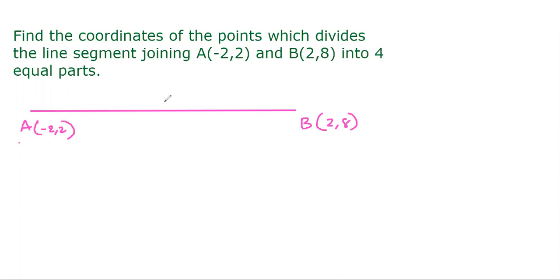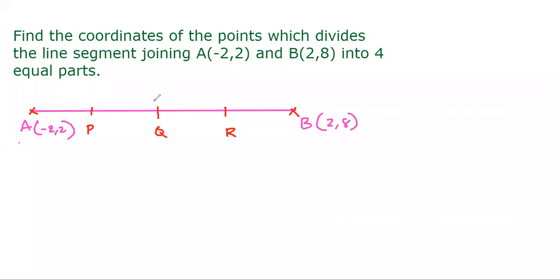So now it is into 2 equal parts. Again, you need to divide into 4 equal parts. This is the first part, this one is the second, this is the third part, and this one is the fourth part. Now we need to find the coordinates of these 3 points. Let them be P, Q and R. You need to find the coordinates of P, Q and R.